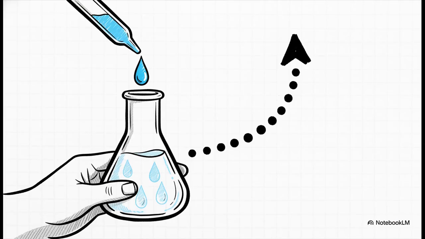Okay, let's put ourselves back in the lab. You're at the burette. You let one drop fall into the flask. You give it a swirl. Nothing. The solution is still totally clear. You add another drop, swirl again, still clear. But you can just feel it. With every single drop, you're getting closer and closer to that critical point.